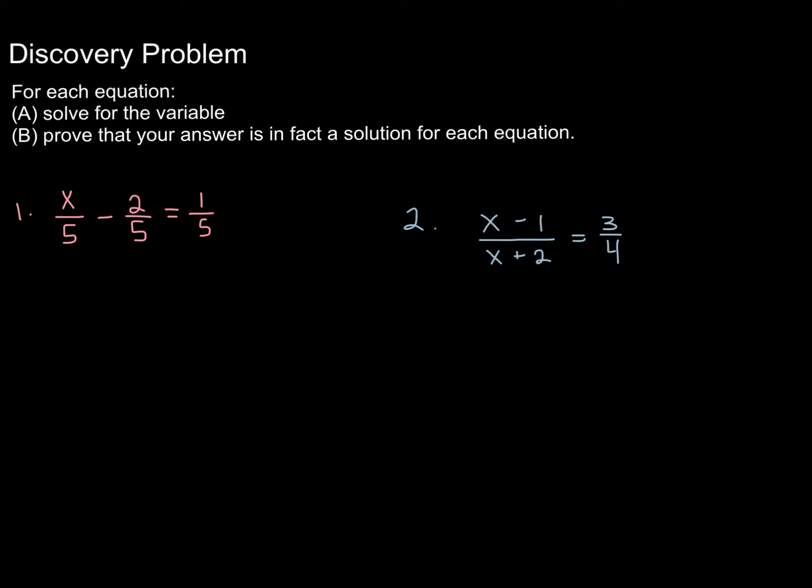Alright, so to start off, implement some of the strategies that we've already discussed for solving rational equations to solve here for the variable x, and then prove that the answer you get is in fact a solution for this equation, for each equation.